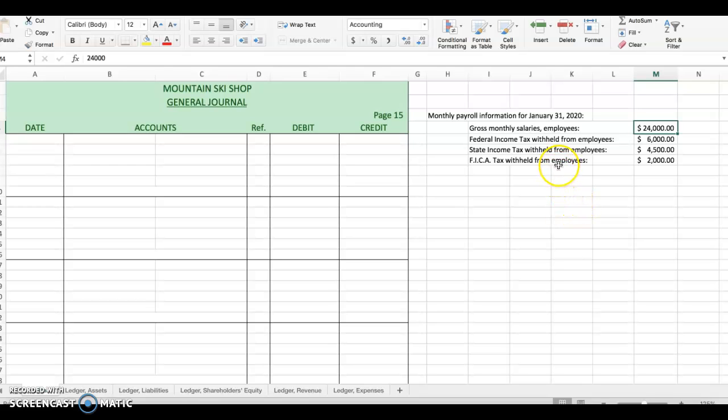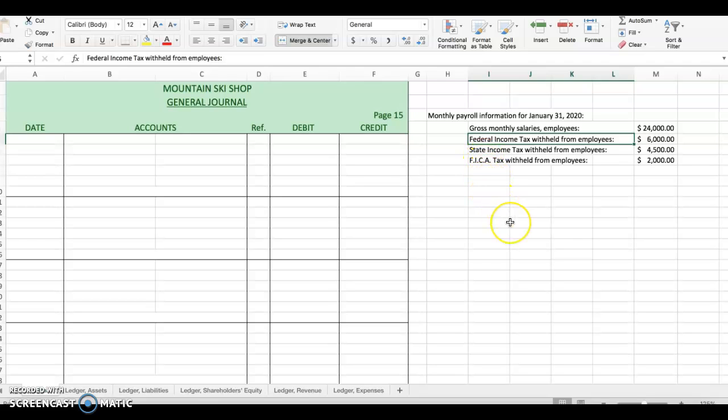The employees have earned $24,000, so we're committed to that amount of money for them. But they won't get that much in their paycheck. They'll get a lesser amount in their paycheck, as we'll see. So that's important. We have 3 deductions. Now, as you've learned, there could be more, but we have 3 basic ones here.